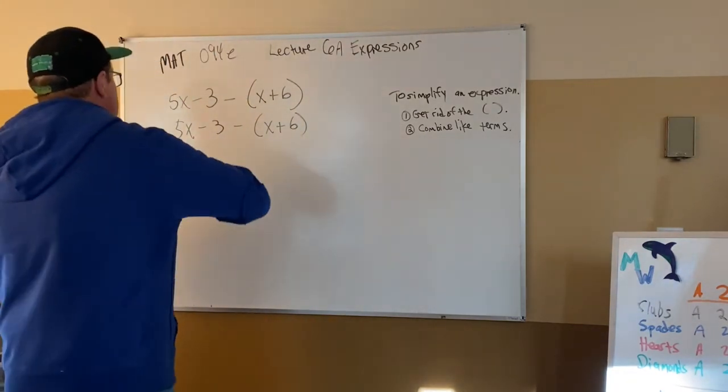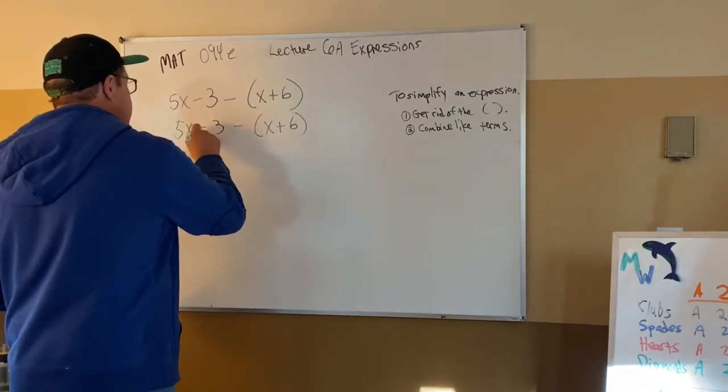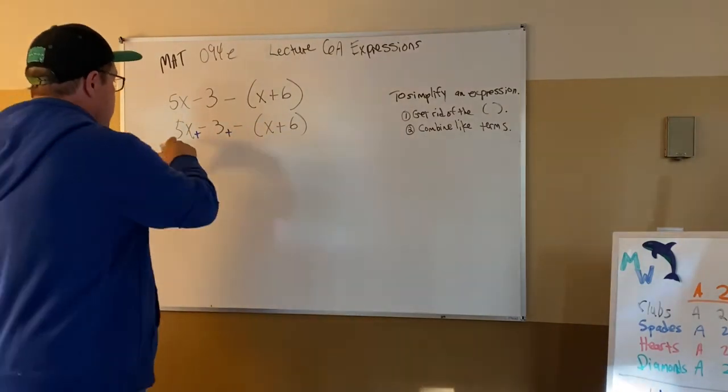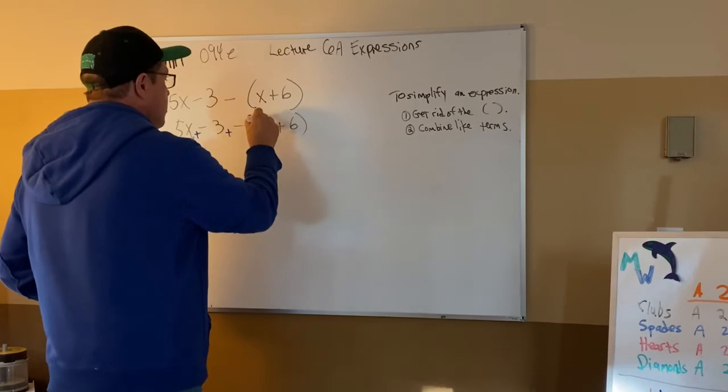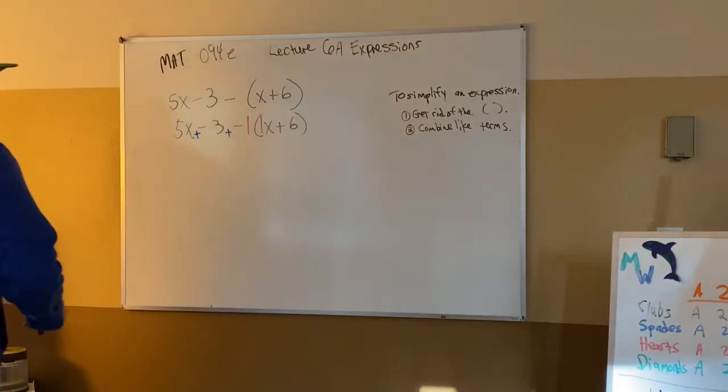Okay. 5x, wrong color. 5x plus negative 3, separating terms, plus the dash. I got some 1s here too. Number 5, number 3, no number 1, no number 1. That's got a number 6. All right, let's see what happens here.